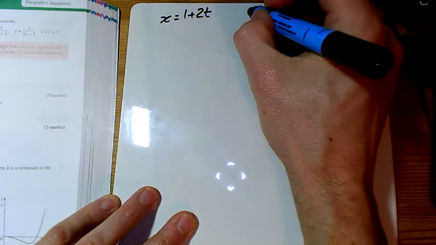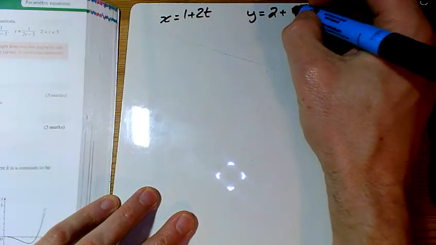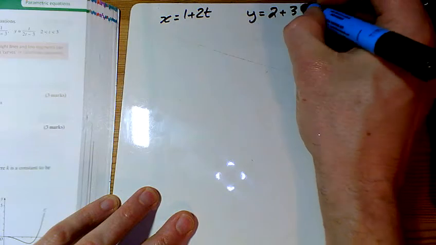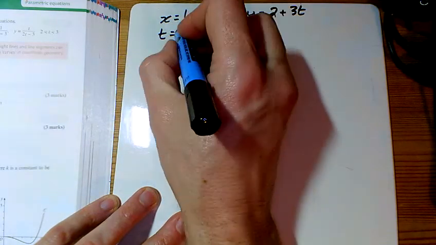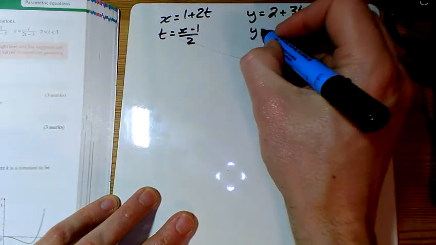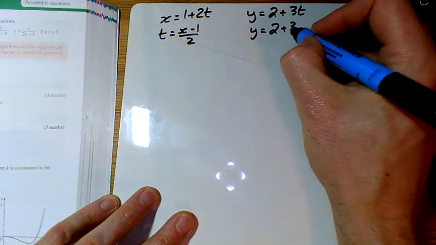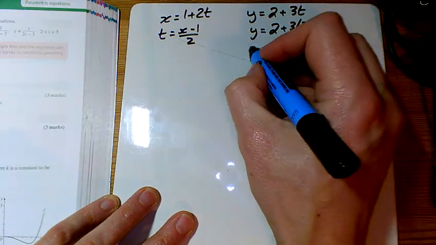Question 5. We've got two parametric equations, and we're suggesting that they're actually going to be the same. So let's have a look. Let's rearrange this one. So I'm going to do x take away 1 divided by 2, and let's put this into here. So I've got 3 lots of x take away 1 divided by 2.